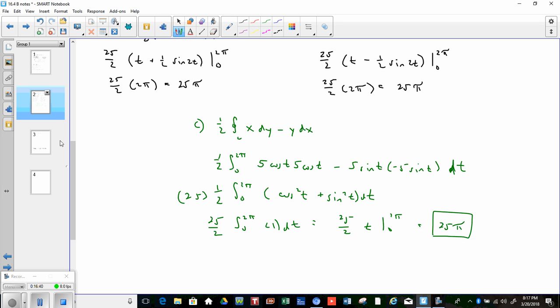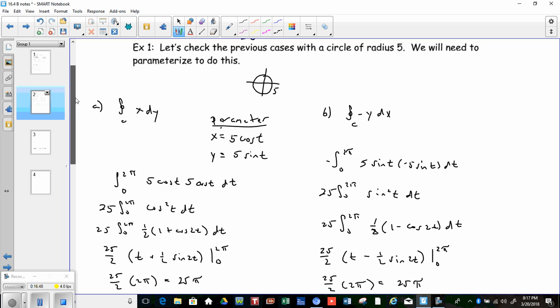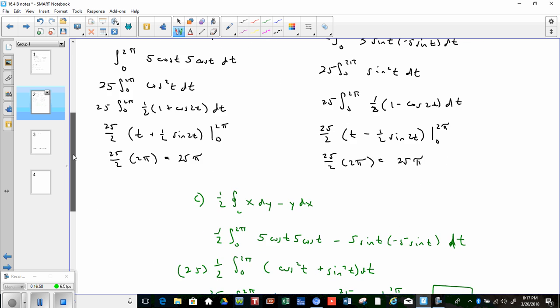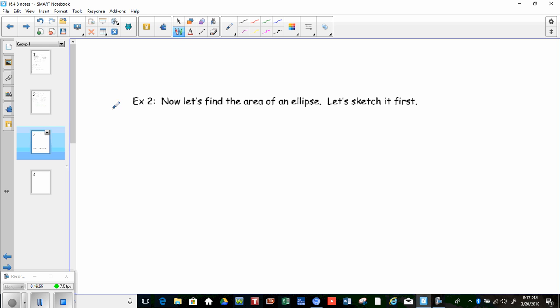So you're probably never going to use Green's theorem in reverse, or Green's theorem in particular, to find the area of a circle. It just doesn't make sense. Okay, you're not going to do it that way. But maybe we wanted to do something a little bit different. Maybe we wanted to find the area of an ellipse. So first of all, we'll go ahead and sketch it.